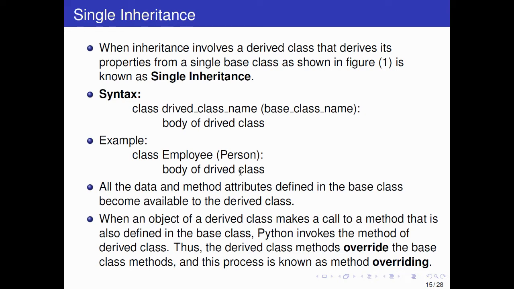Now we have all the data and methods. All the data and method attributes defined in the base class, like we had the person class, become available to the derived class. So all the functions you define in the person class, or all the data you have, will be available to the employee class also, and you don't have to write it again.